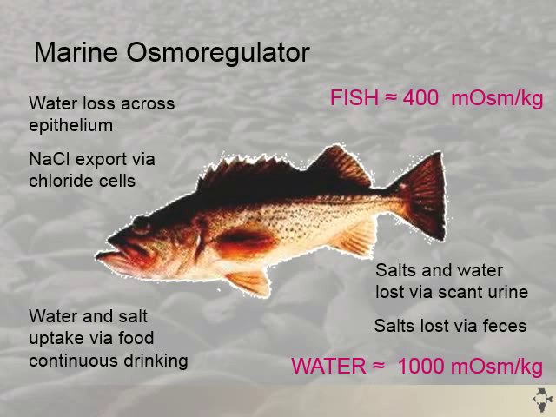Before, we saw with a freshwater fish, we have freshwater adapted chloride cells, also referred to as mitochondrial rich cells. Those are going to be actively importing salts like sodium and chloride into the gill and into the body in freshwater fish. In the case of marine osmoregulators, they have saltwater adapted chloride cells which actively export those two ions, sodium and chloride.